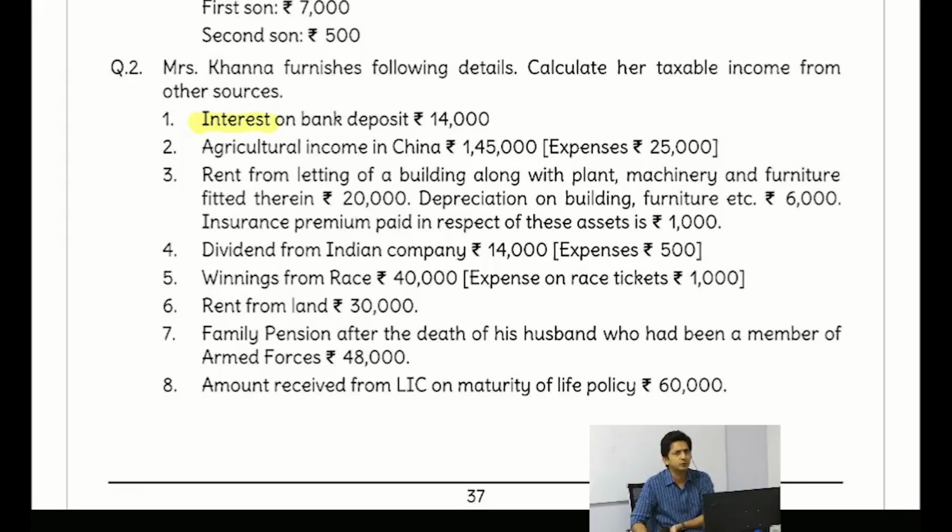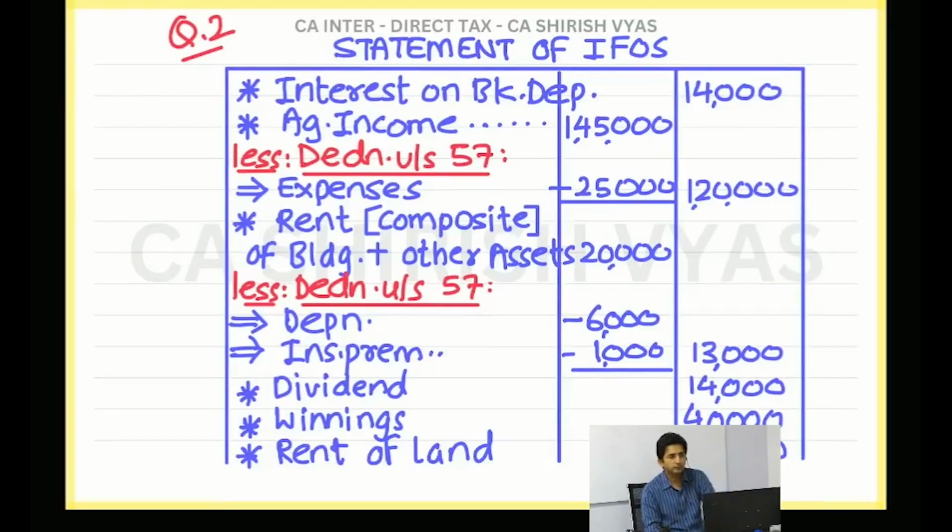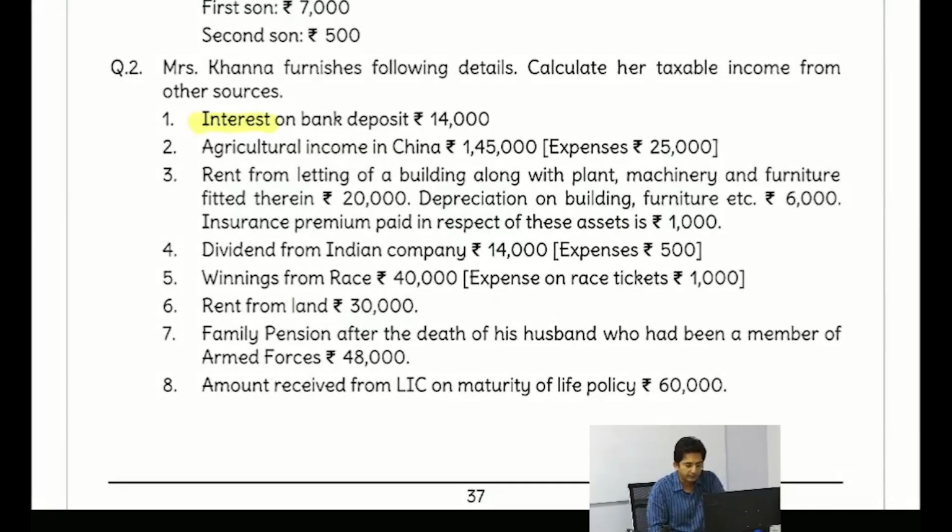Income from other sources. And in Ramu, there were 3 R's. First, rent of other asset, other than house. This is not a house. House means four walls and a roof. So this is other asset, taxable. So write in the outer column. Rent from land, 30,000.